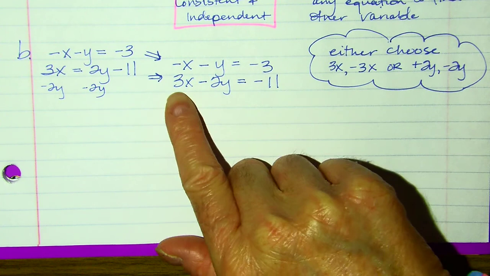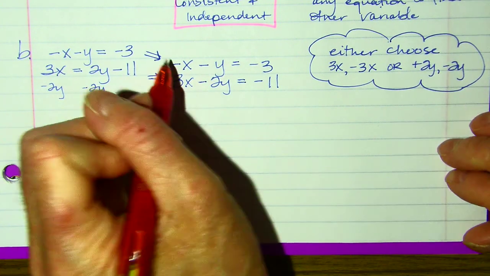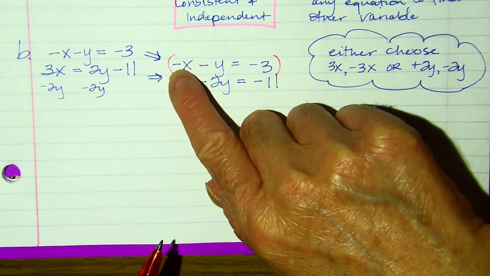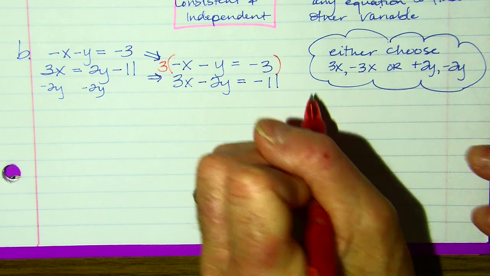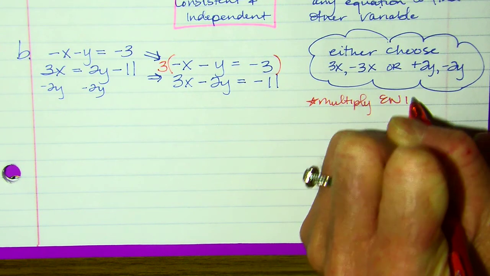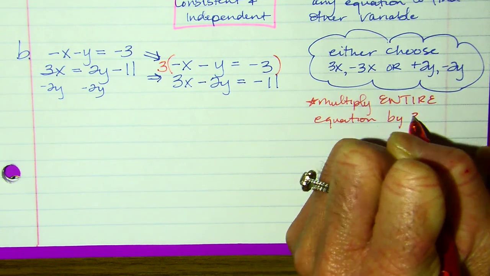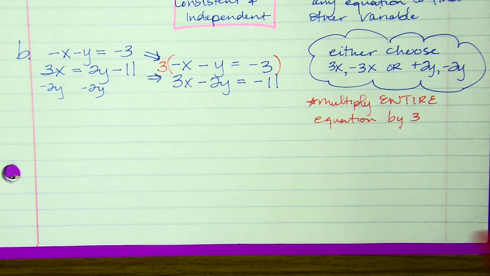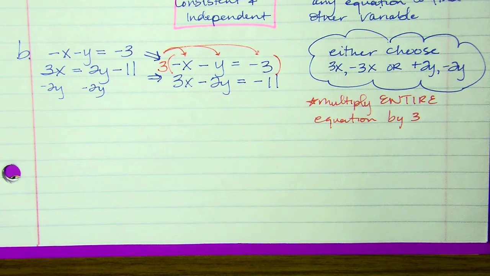So I see that this x is already positive. So the opposite of a positive 3x would be a negative 3x. And this x is already negative, so I'm simply going to multiply this entire equation by 3 so that I get opposite coefficients. So I have to multiply it by everything. If you leave off one thing, it's going to ruin your entire problem. So be checking your work, make sure you're distributing correctly.